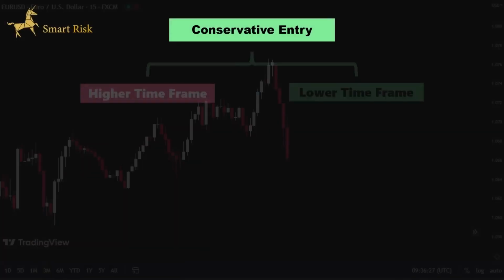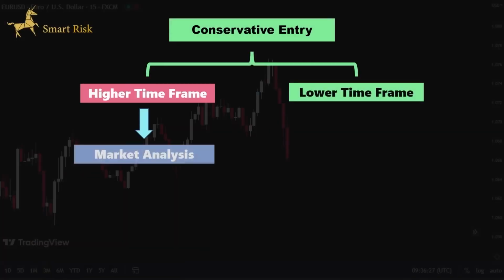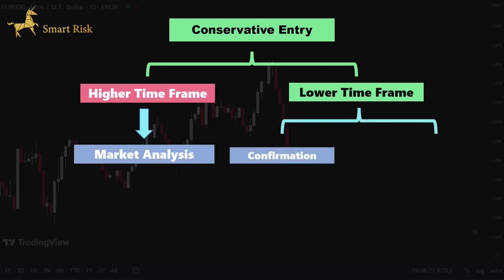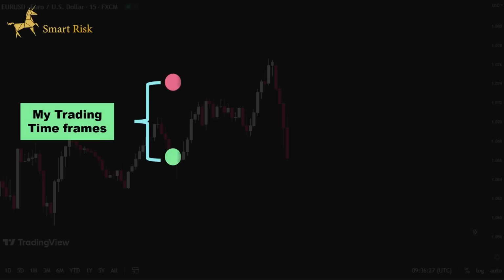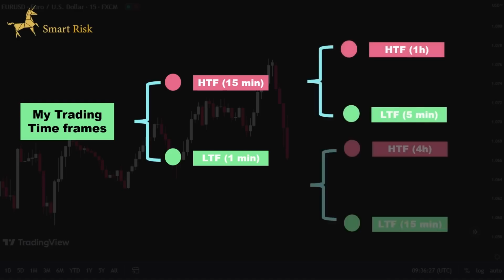We use two separate time frames to execute our trades in this entry model. A higher time frame for doing market analysis and a lower time frame for detecting possible entry confirmations and executing buy or sell orders. I prefer to use the 15-minute time frame for doing my market analysis, and then I zoom into the 1-minute time frame for executing my trades. But you can also use the 1-hour time frame as your higher time frame and the 5-minute time frame as your entry time frame. Or you can use the 4-hour time frame and 15-minute time frame. It is totally up to your personal taste.